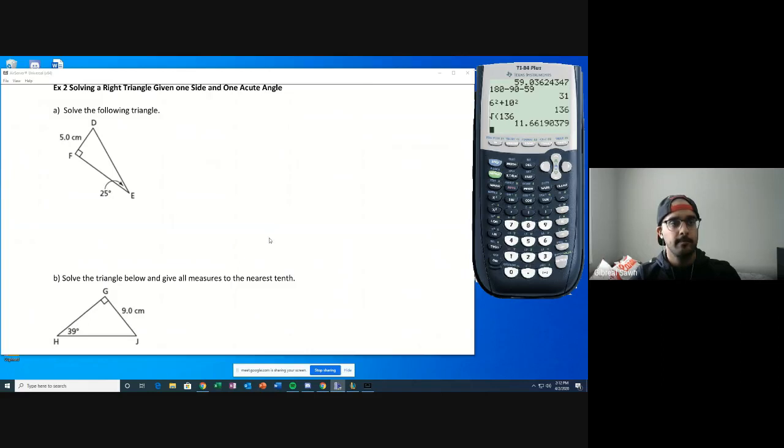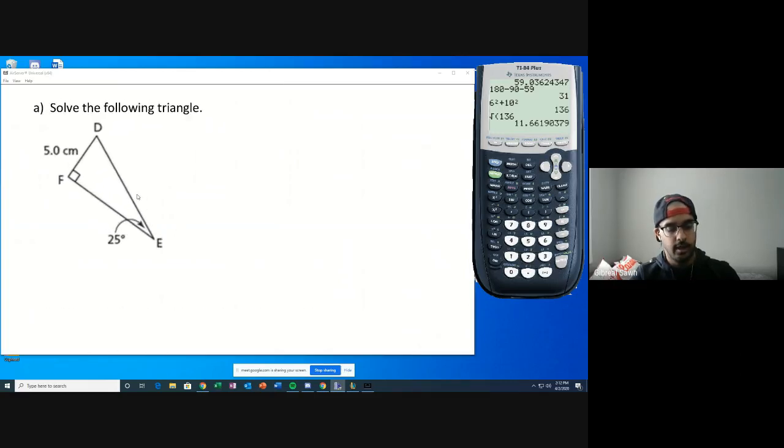Let's do A. Okay, so I've got a right triangle again. I know it's a right triangle because I've got that right angle symbol in the corner. One angle is 25, and I only have 1 side length here. So again, if you count the pieces of information, you do still have 3, 2 angles and a side. So let's decide what it is we're going to find here first. I think it'd be easier to find that missing angle first. Since I know 2 of them, I can always find the 3rd one.